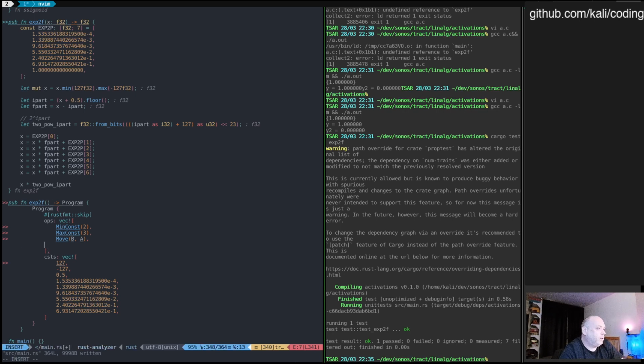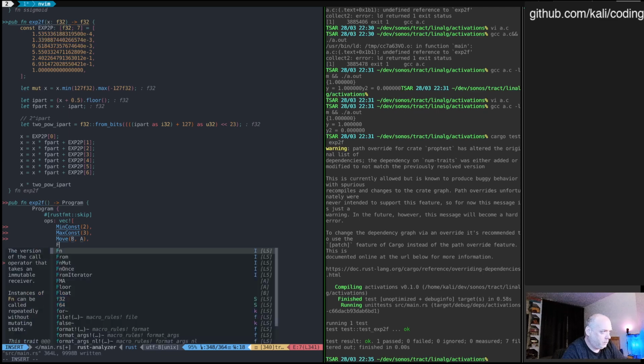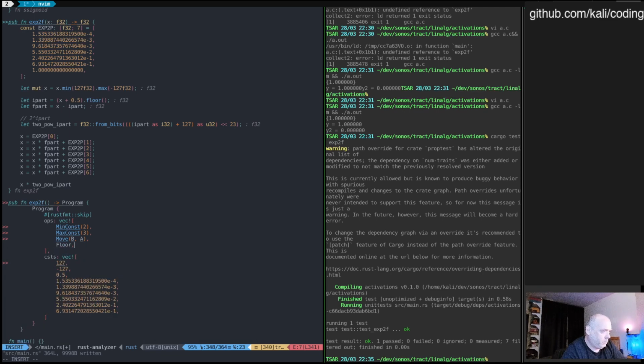So I can floor to compute I part. That's clamping, it's pretty self-explanatory. So b equals x and a equals I part.